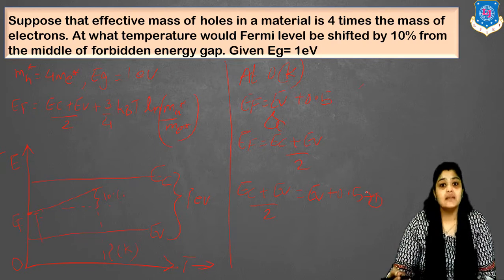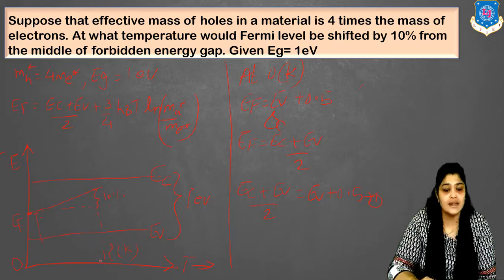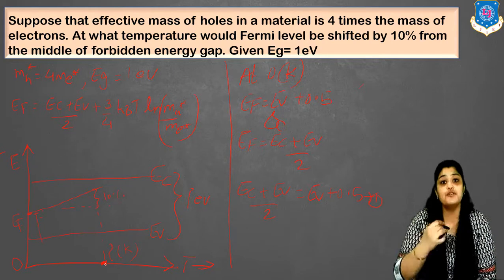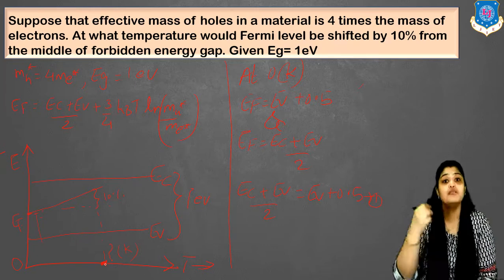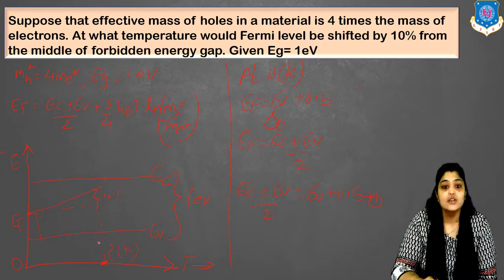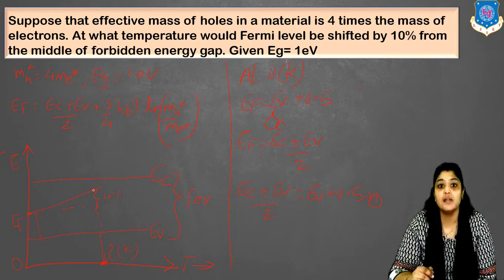Now you have to find a temperature at which your Fermi level is rising. Suppose I say this is my temperature which I need to determine. At this temperature, Fermi level has shifted by 10% from the middle. So 10% is 0.1 from the middle, in the sense it has shifted like this. So I can say this is EV plus 0.5 plus 0.1. This is somewhere the position of my Fermi level.